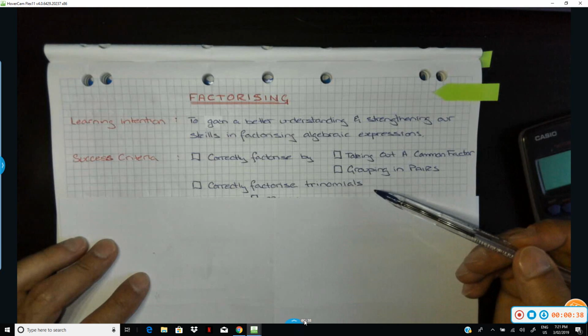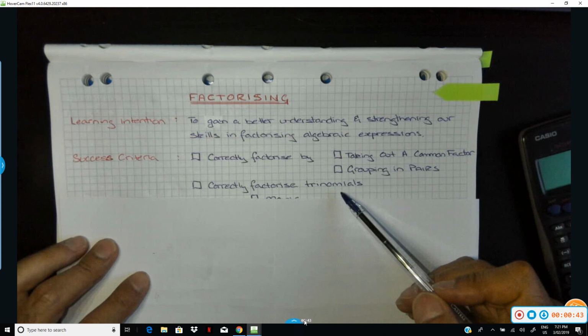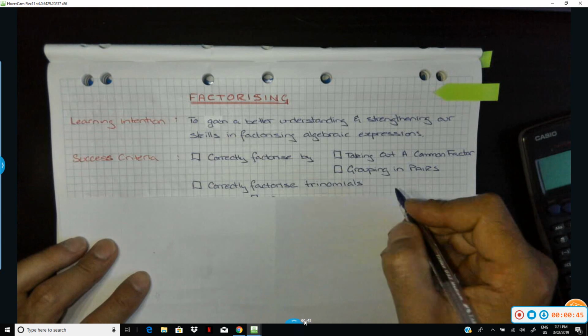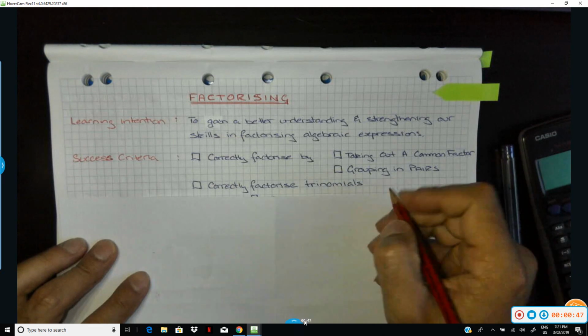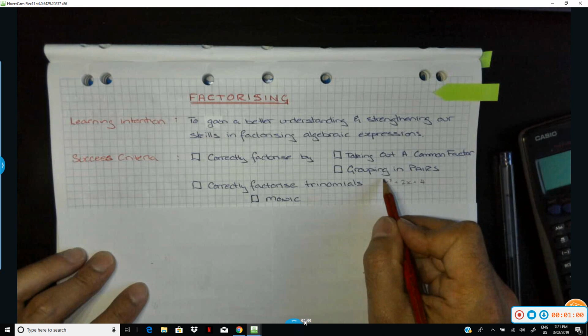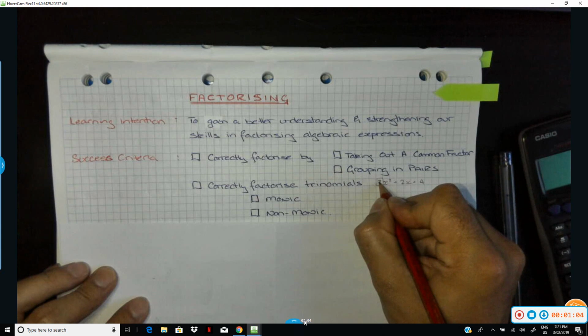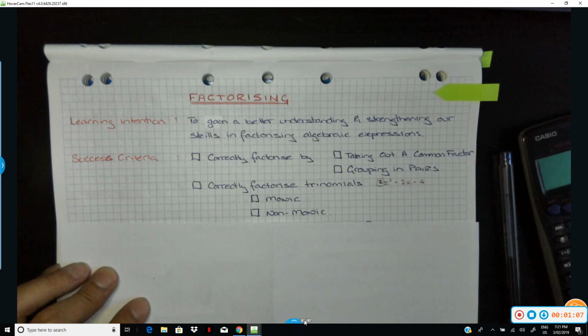We need to be able to correctly factorize trinomials, and so it's important to know what a trinomial is. Trinomials are things such as x squared plus 2x plus 4. That's obviously a monic version because the coefficient of x squared, the number in front of the x squared, is 1. And non-monics, obviously, if it's not a 1. So we need to be able to do that.